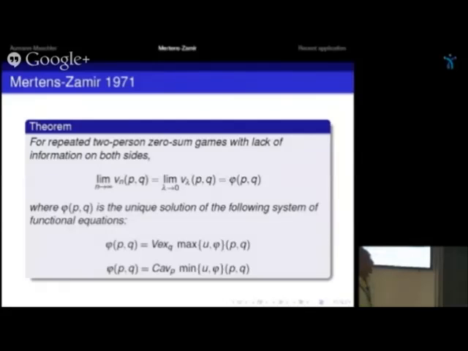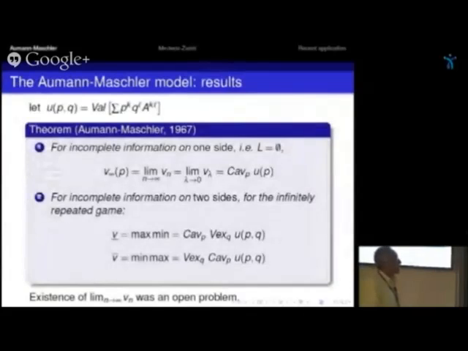Maybe I didn't emphasize enough, the u is the function that was in previous slides. Yeah, it was here. This was what we call the non-revealing game. Imagine if none of the players would know his type, then they would play as if they play the average game here, okay? And this will be the value.